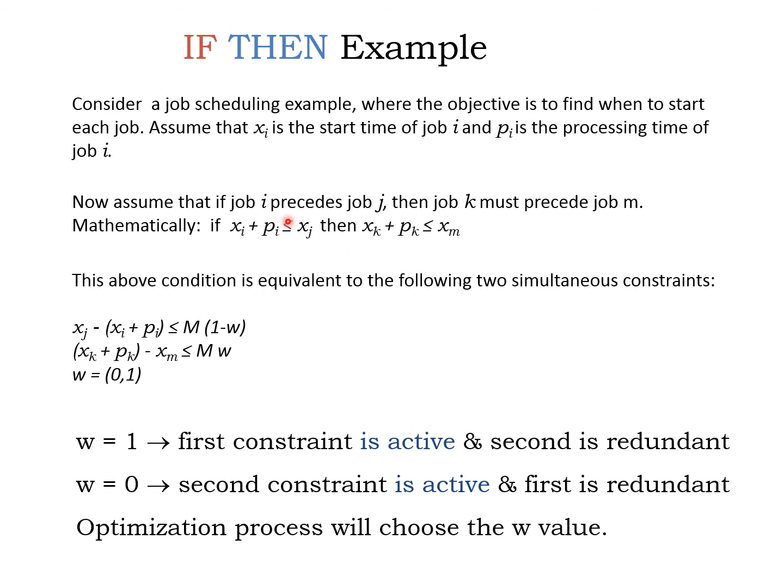By multiplying this by M times y and this by M times 1 minus y, or the other way around. Actually, it doesn't matter which one you multiply by My and which one you multiply by M into 1 minus y. In this case they use w, not y, so w is a binary variable, 0 or 1. One statement is multiplied by M times 1 minus w, and the other statement is multiplied by M times w.